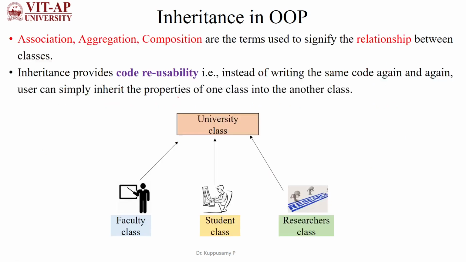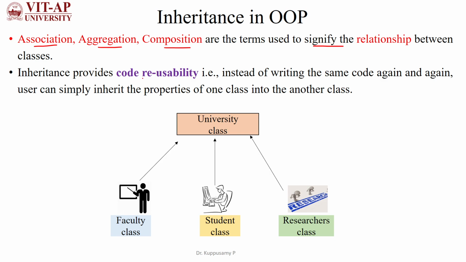Based upon that, we can have different terminologies in inheritance to represent the relationship. One is association, another one is aggregation, the third one is composition. These are the terms used to signify the relationship between different classes.